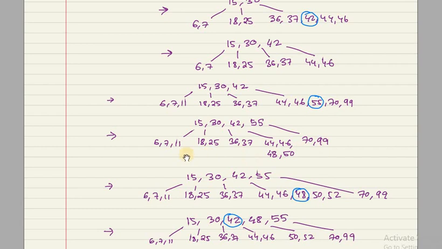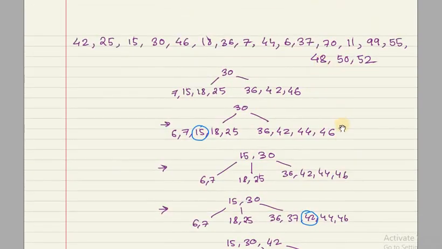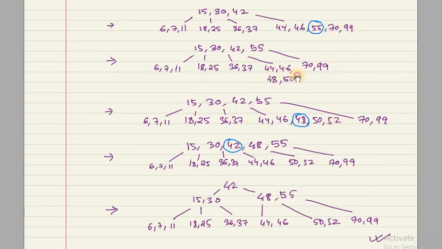Okay, so they are also split so that everything remains in order. So 6, 7, 11, 15, 18, 25, 30, they all go in ascending order from the left-hand side to the right-hand side. Okay, and now we add another element, 48 and 50. So here you can see 48 and 50 are added.